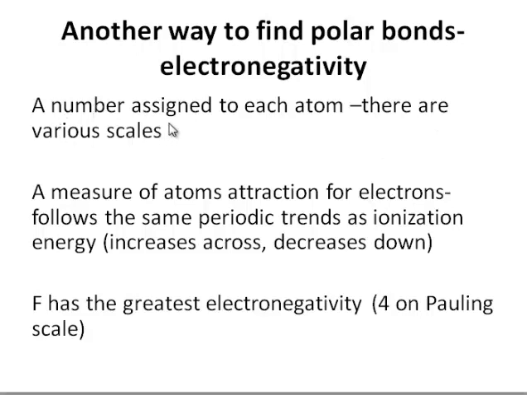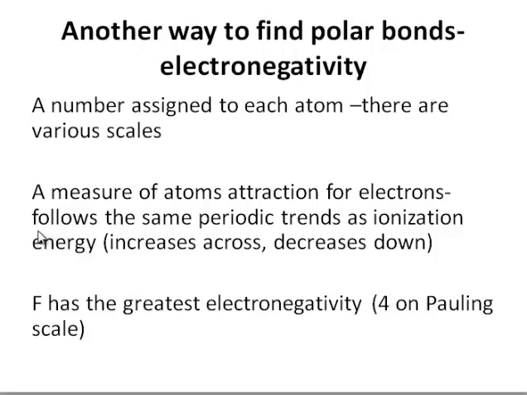These scales assign the same number to an atom in every situation, so you can just look up the atoms in a table. You could look up electronegativity values in a table. However, electronegativity follows the same periodic trends as ionization energy for the same reason.